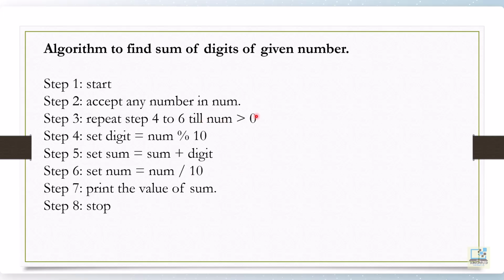Now it's 1, 1 greater than 0. So 1 mod 10 will be 1. And sum is already 5. 5 plus 1, 6. Number is 1, 1 by 10, 0. So again it will repeat, 0 greater than 0? Now it will leave step 4 to 6. It will jump to step 7 because the number is no longer greater than 0.